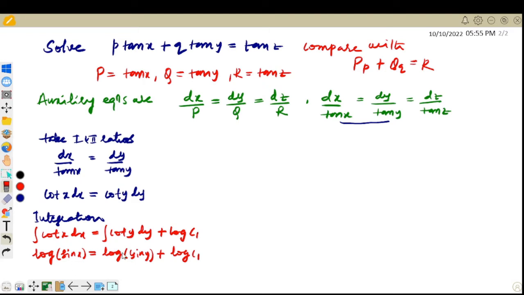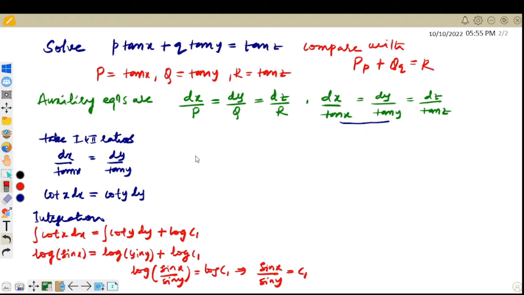So you will transform log of sin y to the left side, then it will become log m minus log n. So then it will become log m by n, log of sin x by sin y is equal to log of c1. Which implies, or you can write in the reverse order, sin x by sin y is equal to c1.